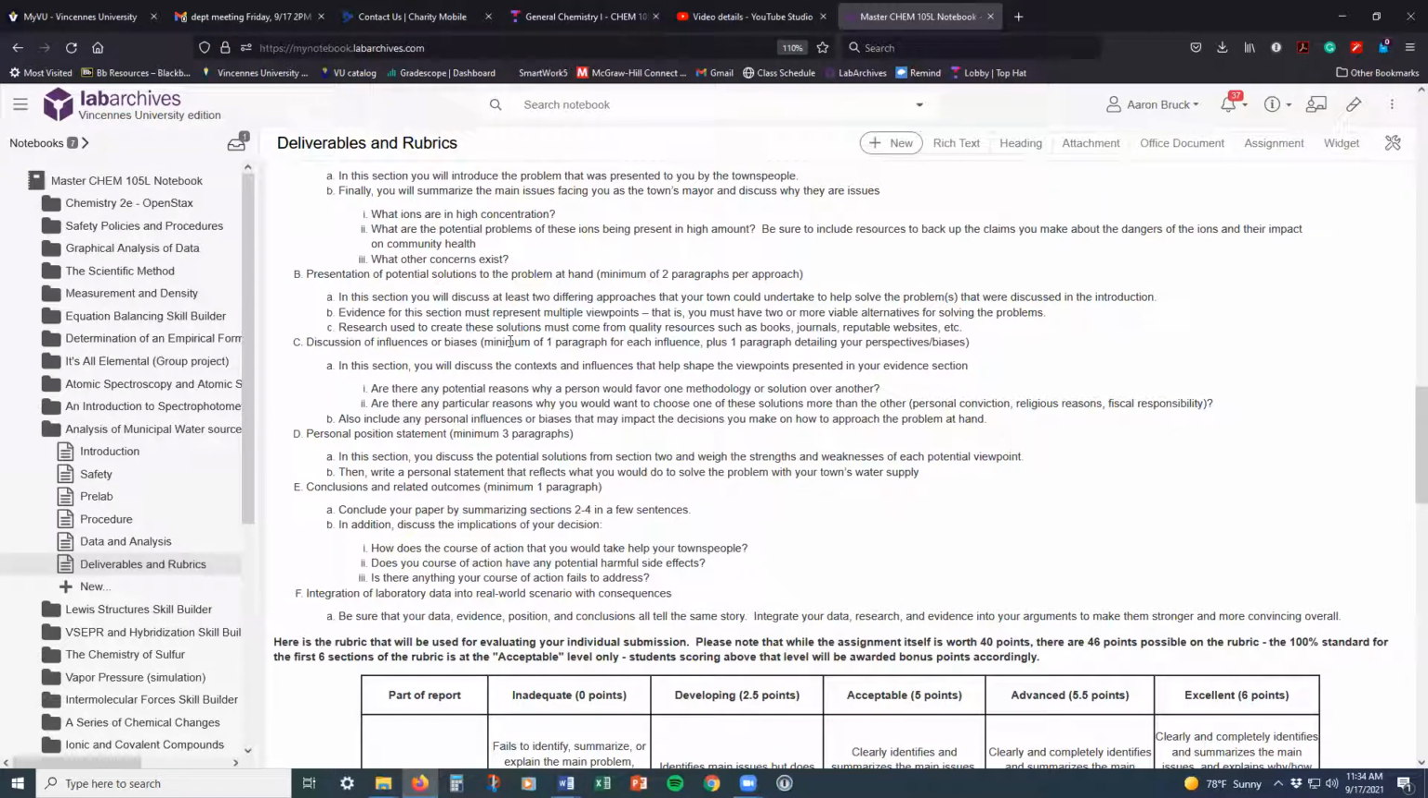So, do you have environmental concerns? Do you have financial concerns? Do you have a problem with raising taxes in your town? All of these things could come into play here.